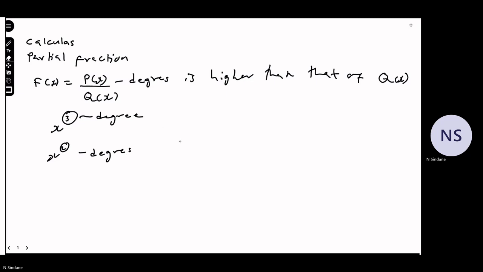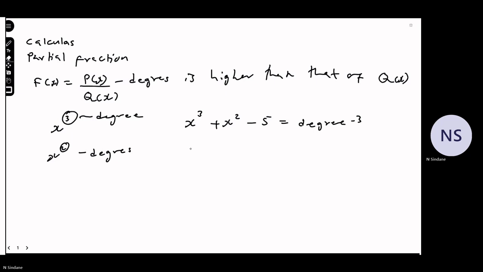Right? So let's say you have a question like this: plus x squared, maybe minus 5. What is your highest degree in this case? Your highest degree is 3. This is of degree 3. The highest degree is 3, right? Or the third degree.